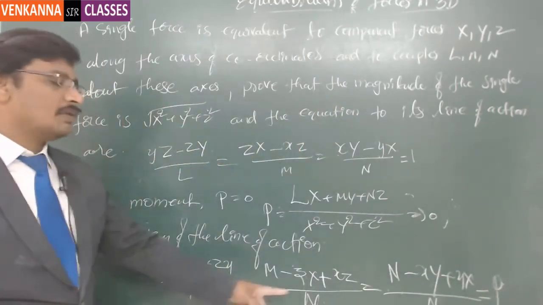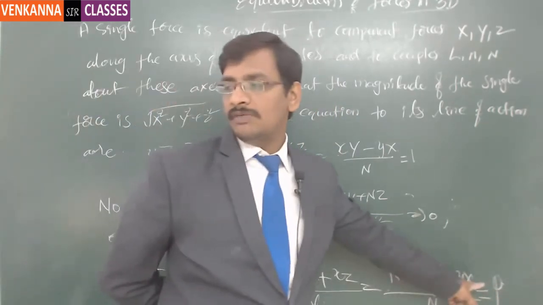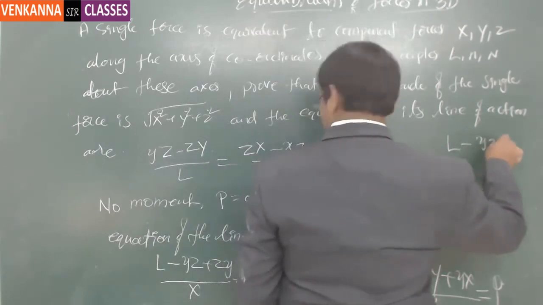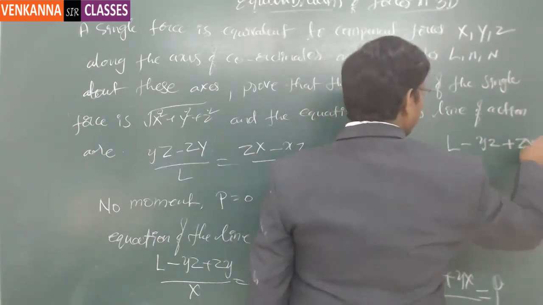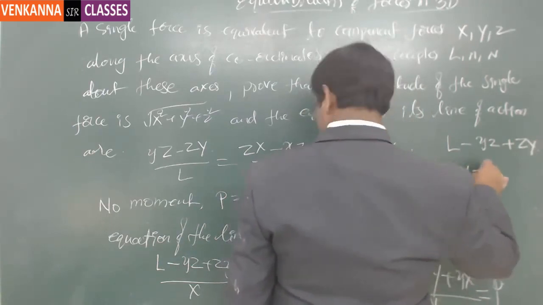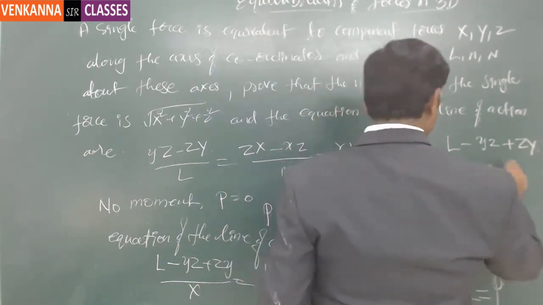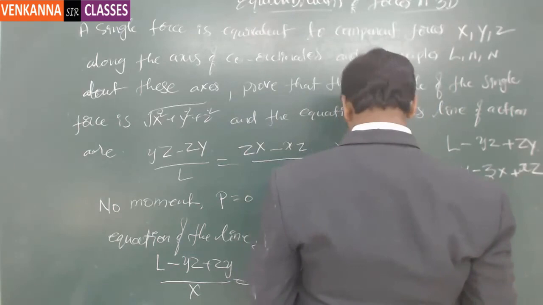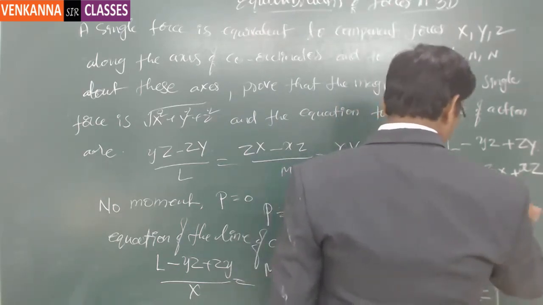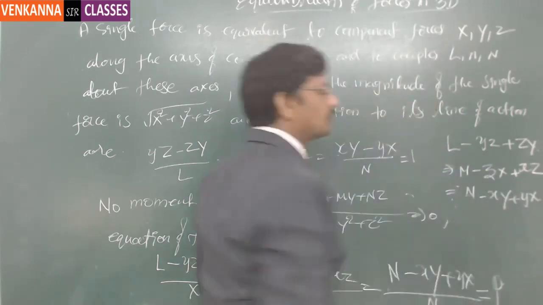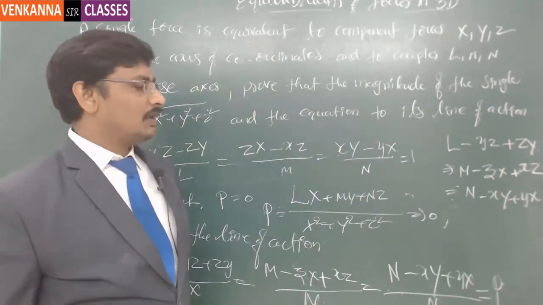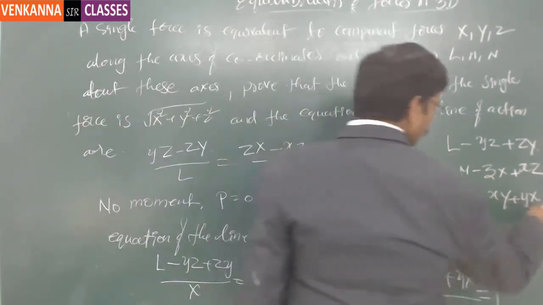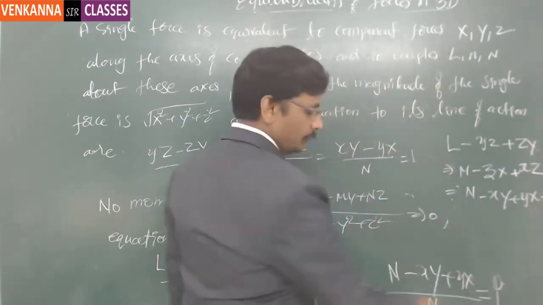Now, the denominator whatever is there is going to multiply with 0. Hence, what we are left with is L minus (yZ minus zY) is equal to M minus (zX minus xZ) is equal to N minus (xY minus yX). So these three are equal. Now if these three are equal, then I can say that this value is equal to 0, because P equals 0.